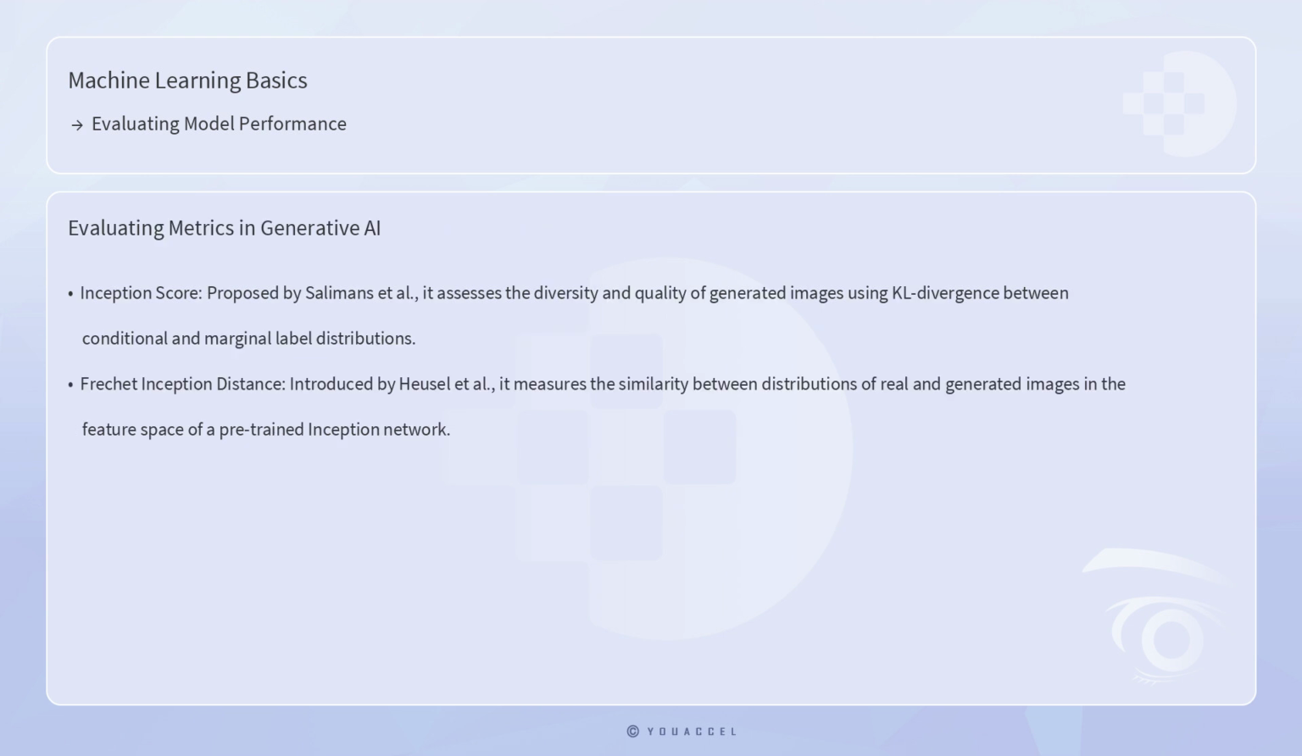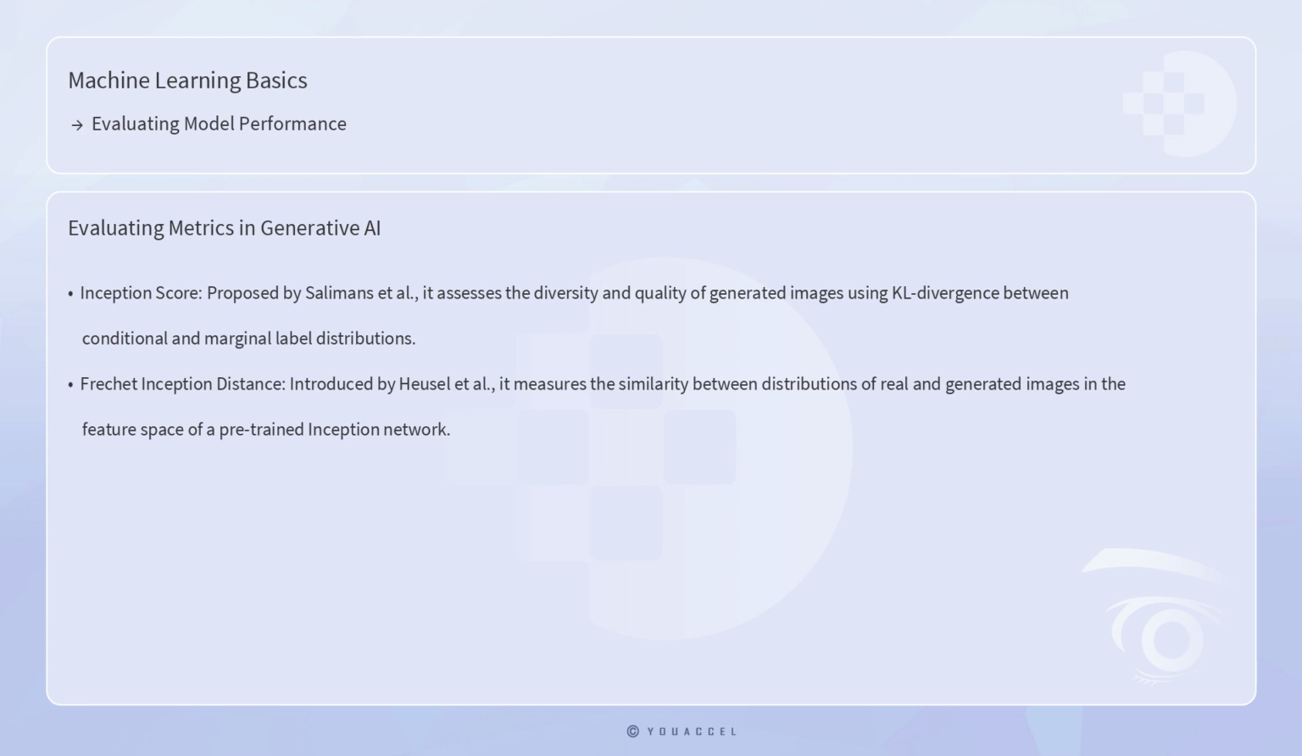In the context of generative AI, specific metrics such as the inception score and Fréchet inception distance are often used to evaluate the quality of generated images. The inception score, proposed by Salimans et al., relies on a pre-trained neural network to assess the diversity and quality of generated images. It calculates the KL divergence between the conditional label distribution and the marginal label distribution, with higher scores indicating more realistic and diverse images.